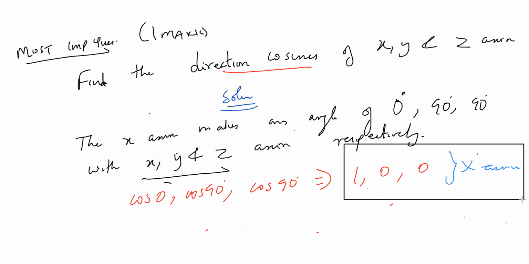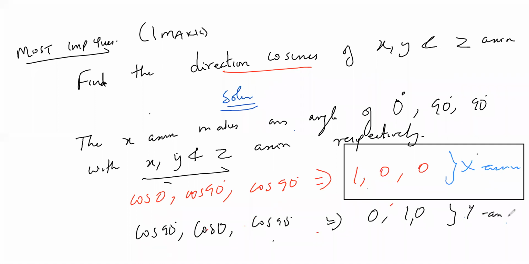For the y axis, it is cos 0 here, x axis is cos 90, z axis is cos 90. So it will be 0 comma 1 comma 0 for the y axis. And the z axis, with common sense, it is 0 comma 0 comma 1. So this is the answer.